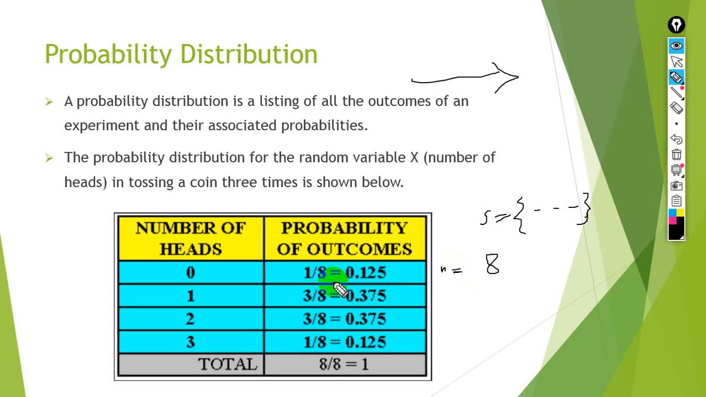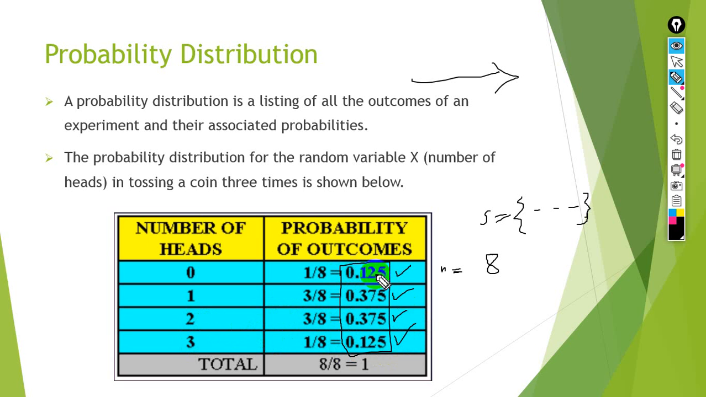The sample point in which there is no head, so only one time appears. So here I will take 1 over 8. This is the probability of appearing no head. This is the probability of appearing head one time. This is the probability of appearing head two times. This is the probability of appearing head three times. So now these are the probabilities.